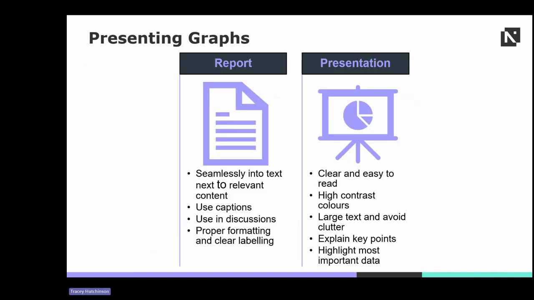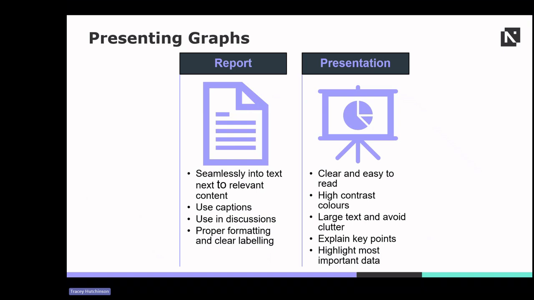When presenting graphs in reports, it's essential to integrate them seamlessly into your text. Use captions, refer to them in your discussion, and ensure they are placed close to the relevant content. Proper formatting and clear labeling are key to making your graphs effective.